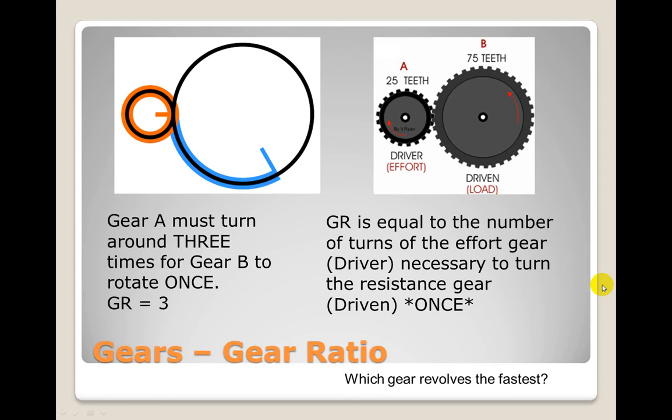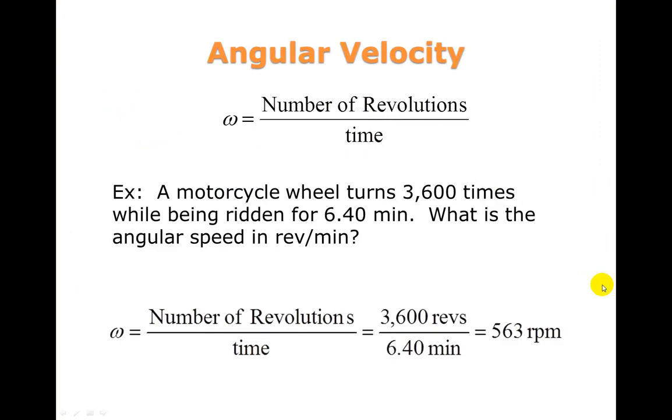Right, so which gear revolves the fastest then? If gear A has to turn 3 times when gear B only turns once, then gear A would have to be moving faster, because when we look at angular velocity, we're looking at number of revolutions divided by time.